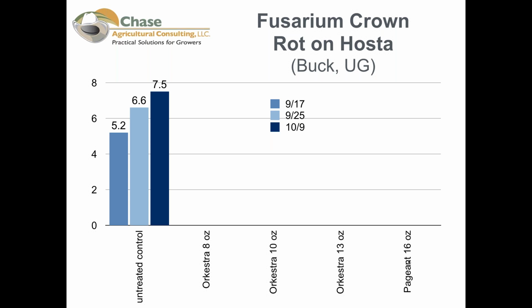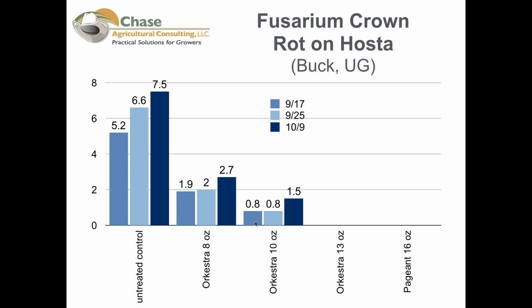Looks like about a week to 10 days apart. You see the untreated ones steadily got worse. Here's Orchestra. It was a lot better, much less disease, but it's still increasing at that low rate. And if you've never thought about why you need to pay attention to rate, this should show you. This is moderate rate, and that's the highest labeled rate. Huge difference here in how well it worked from the low rate to the high rate. And then comparing it to the previous chemical, it really is better at less AI per tank than the Pageant.